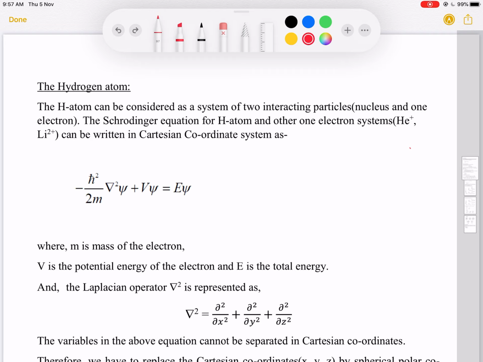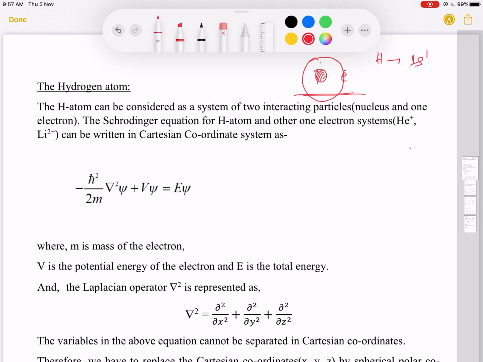Okay, so you see the hydrogen atom, it is a one electron system. Say we have hydrogen, its electronic configuration is 1s1, which means we have the nucleus and surrounding the nucleus we have only one electron which is revolving around the nucleus. So the Schrödinger equation is completely solvable for this hydrogen atom. Okay, means we can solve the Schrödinger equation for one electron systems.